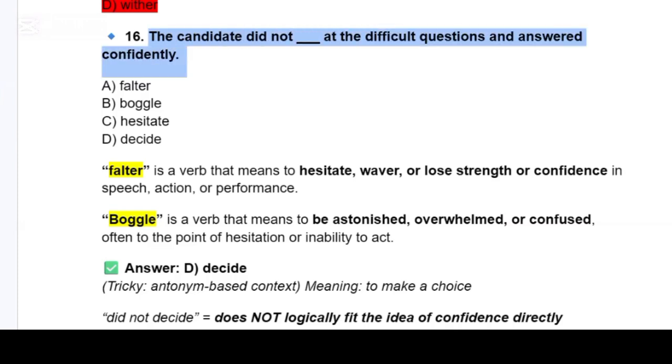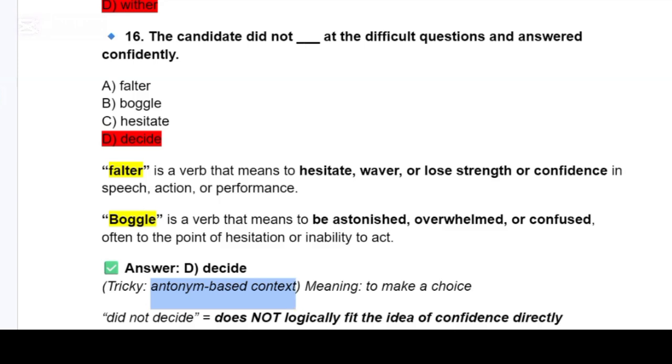The candidate did not dash at the difficult questions: did not falter, it can be correct. Did not boggle, it can also be correct. Hesitate also can be correct. Did not decide at any questions and answered confidently. So decide here is correct because it is a really tricky question, and it is asking for an antonym-based answer. Decide means to make a choice, so the candidate did not make a choice at the difficult questions and answered confidently.